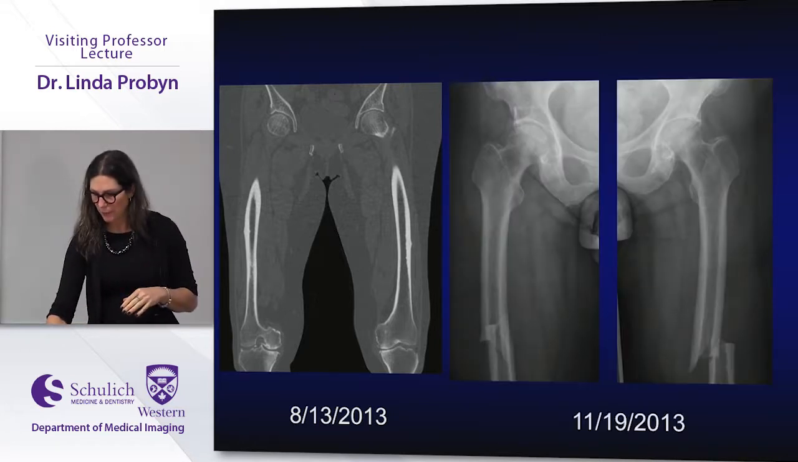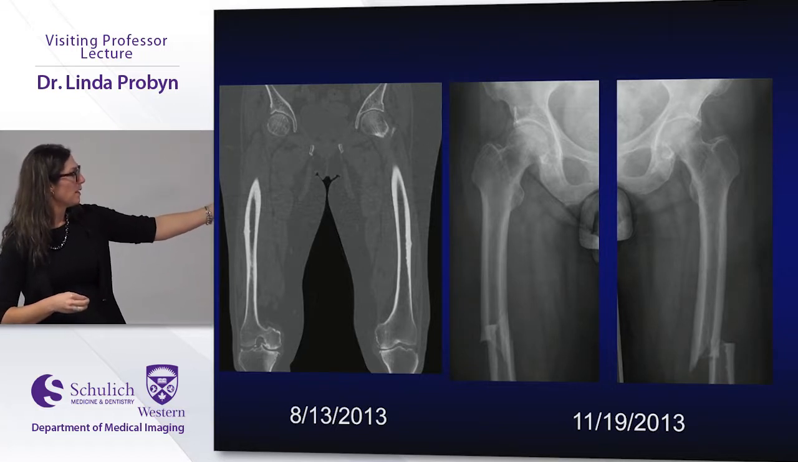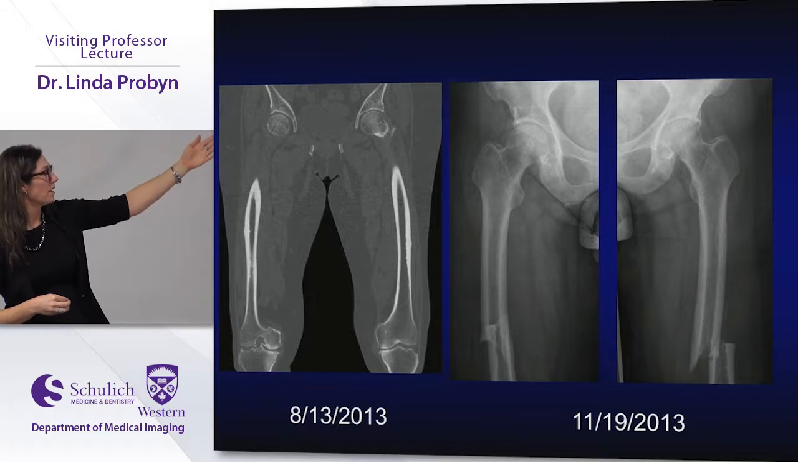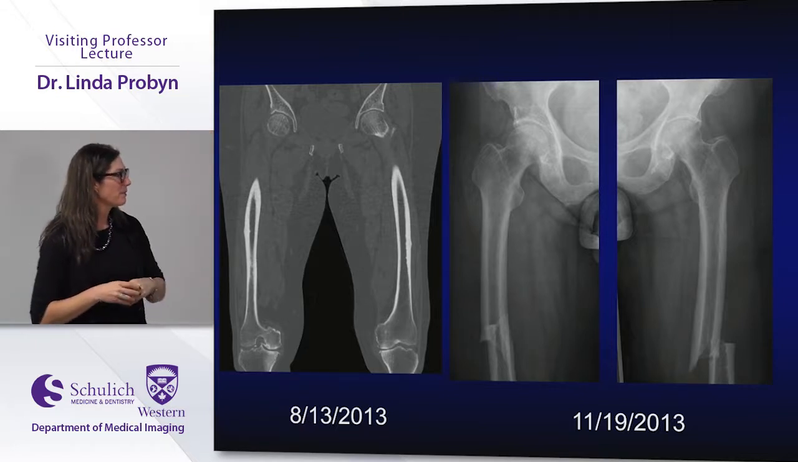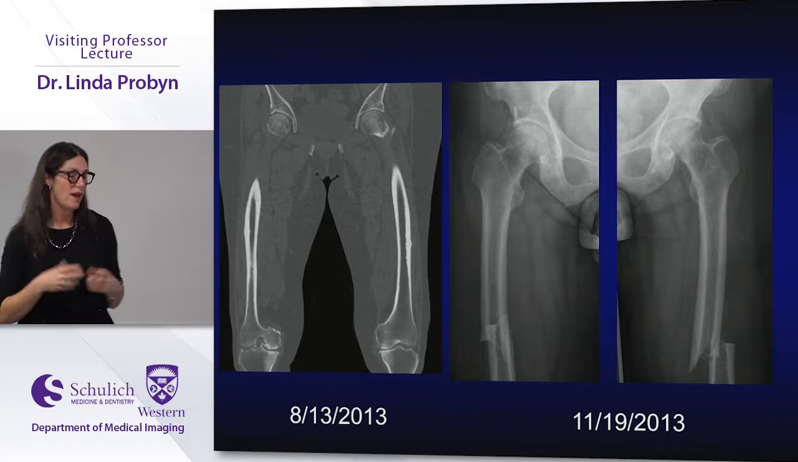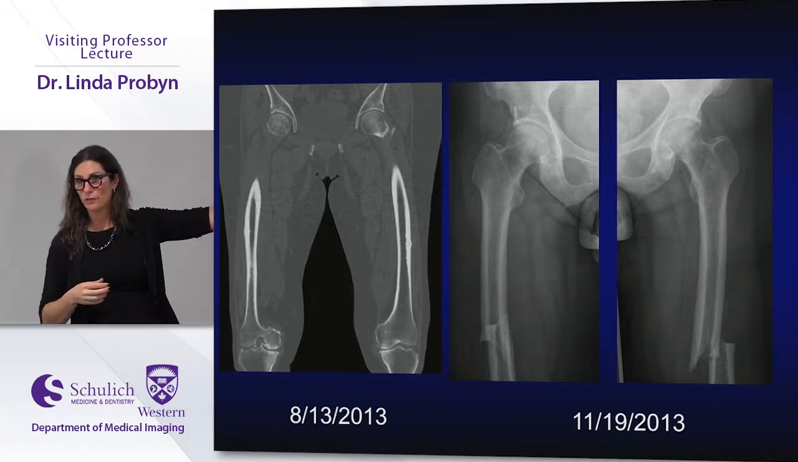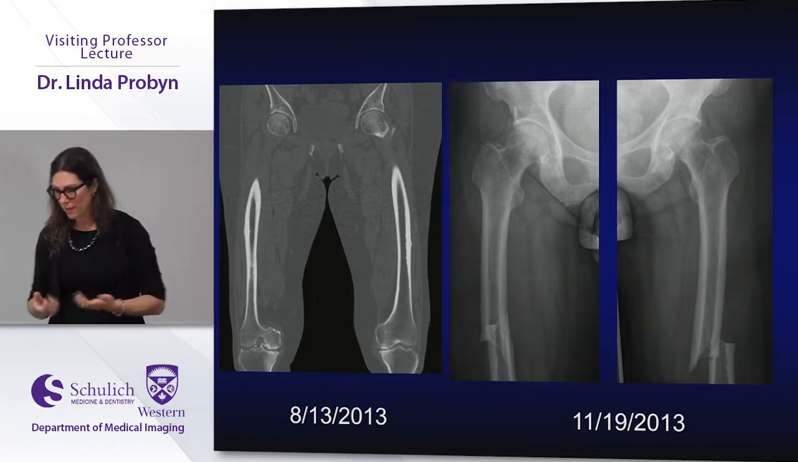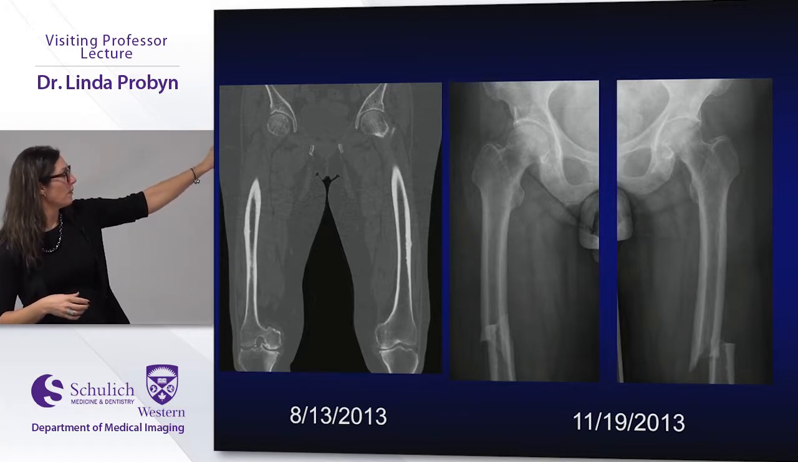Here's another example, from 2013, August to November, of what looks like fairly benign cortical thickening, and the patient comes back in not too long after that with these completed fractures. And of course, the morbidity when they do this is much different than if we can do something here to try to prevent that from happening. So that's what we want to make sure that we call this and we alert.